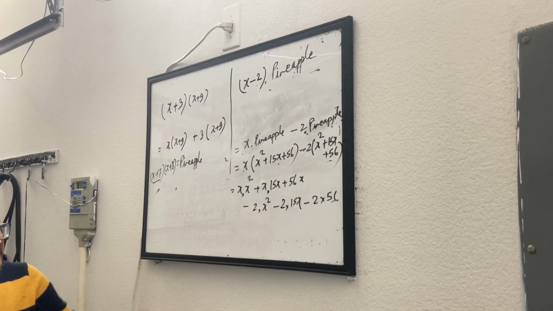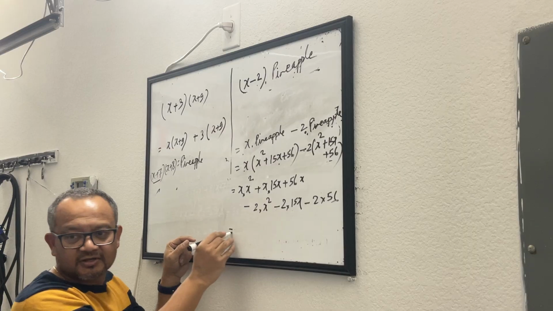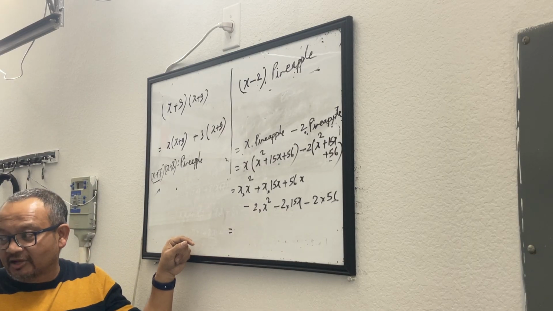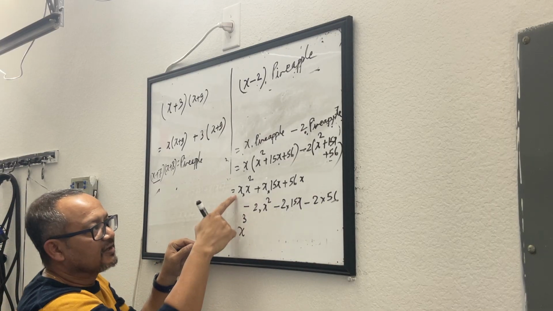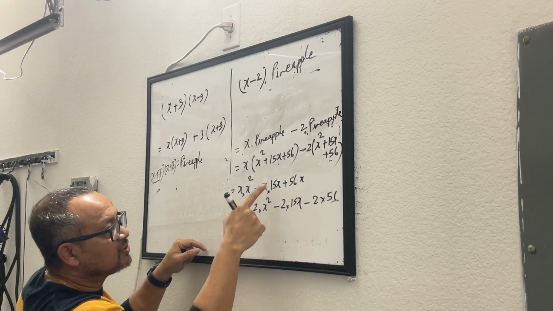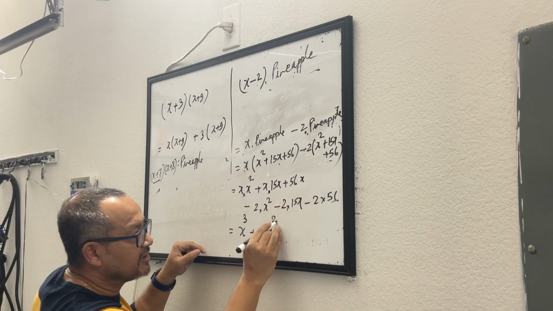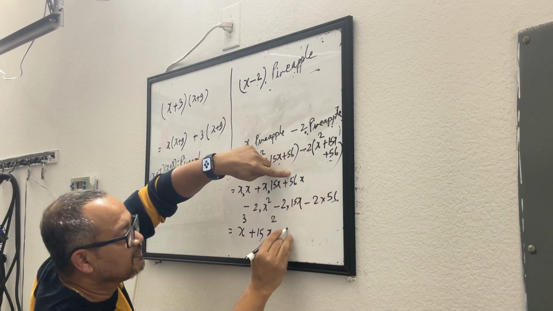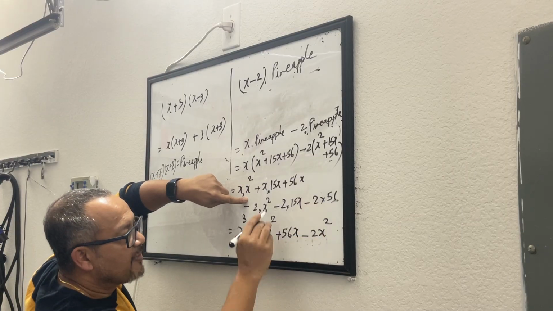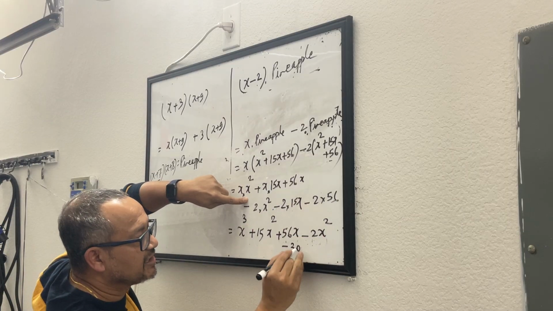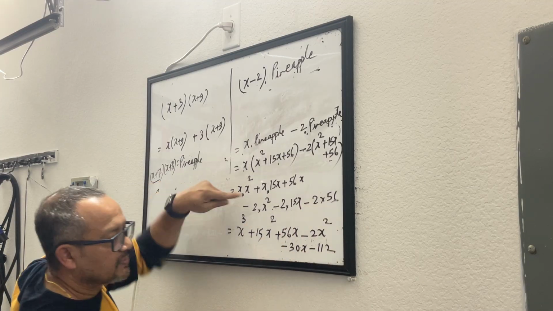So x into x squared is how much? x cubed, x to the power 3. Plus x into 15x: 15 will remain 15, and x and x will get multiplied and become x squared again. Plus 56x, minus 2x squared. Minus 2 into 15 is minus 30x. And then minus 2 into 56 is minus 112.